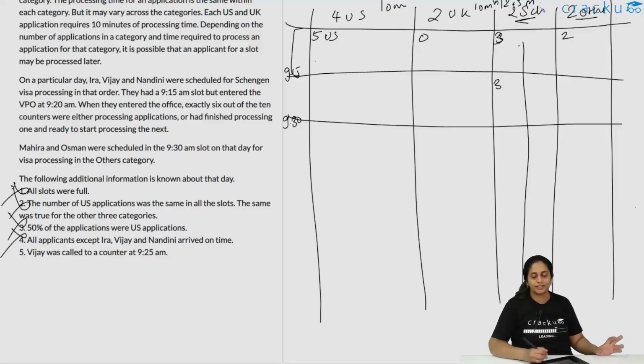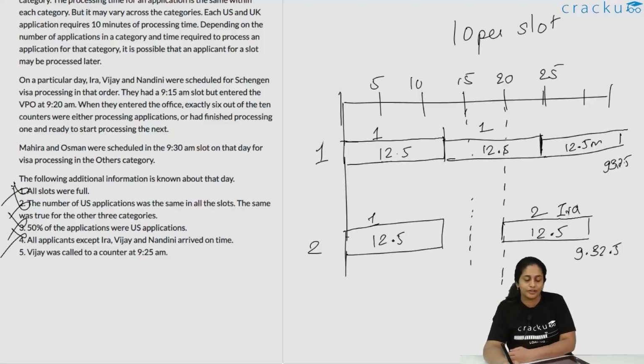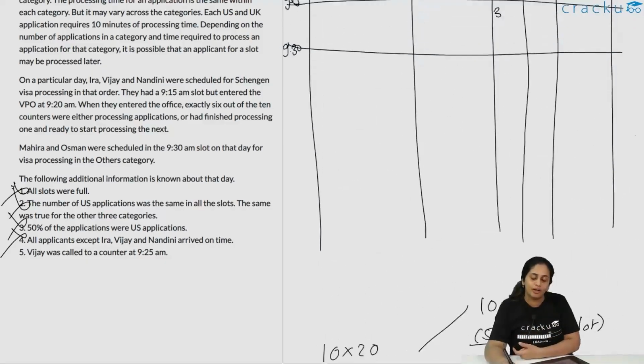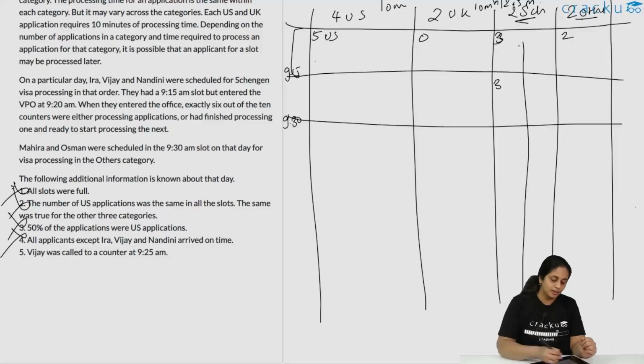Now, the only one left to figure out is the others application time. If I have the others application time, I can easily draw out this schedule for everybody. The way I have drawn this out for Schengen, I can do that for the others also. UK, anyway, there are 0 applications. US, I know that there are 10 minutes per application, so I can easily show exactly how it is working. The only one left is essentially others, and I don't know the time for that.